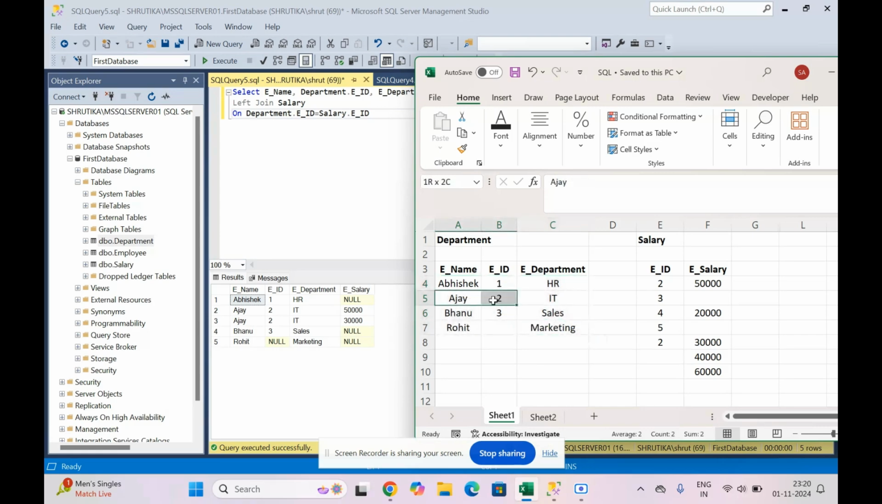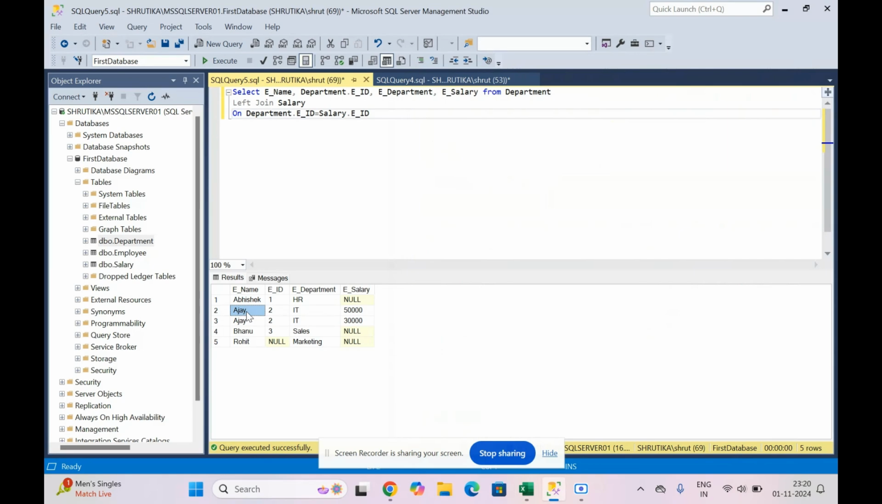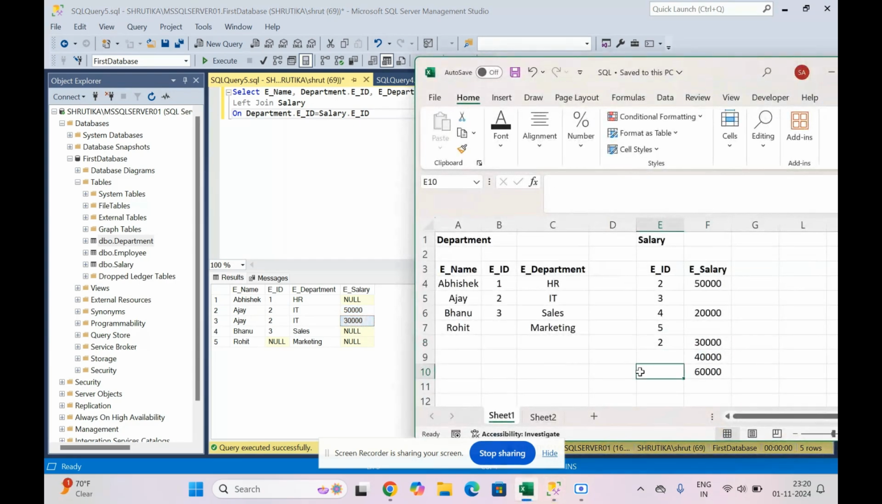Now let's go to Ajay because for Ajay we had a question, will we see the salary of 50,000 or will we see a salary of 30,000? And now here we see that we see both because there were two entries for ID 2. So now we have two rows of data for ID 2. We have first with a salary of 50,000 and second entry with a salary of 30,000. Okay, so this resolves our one more question.